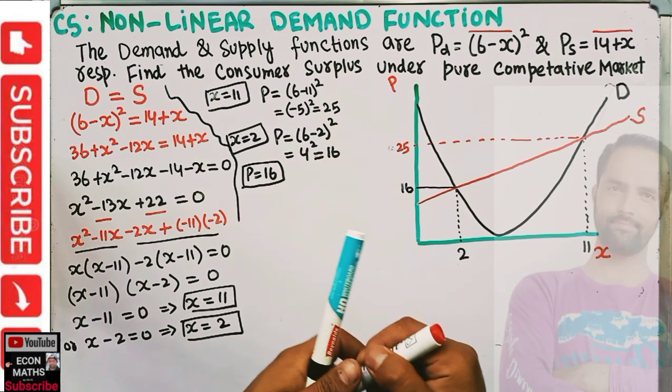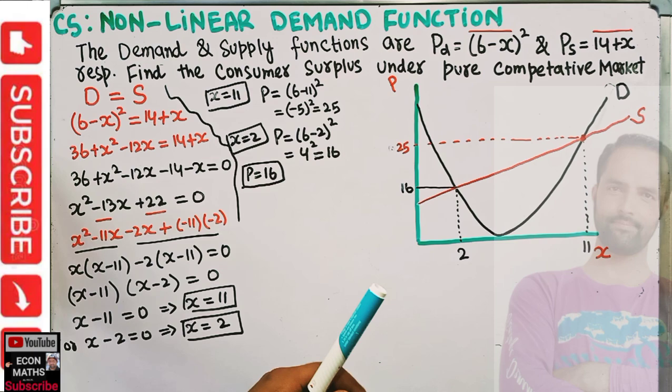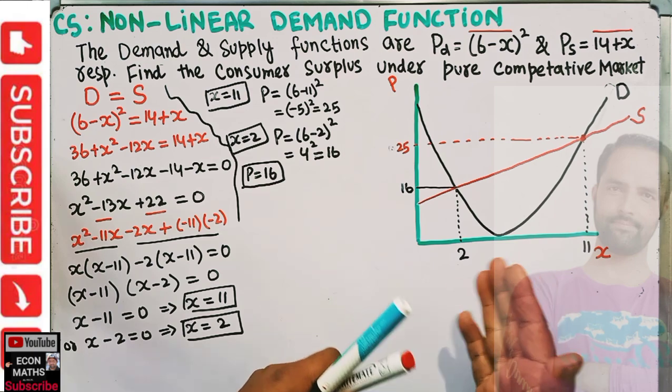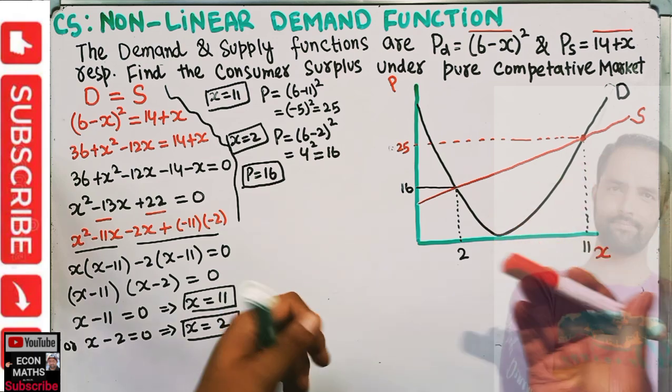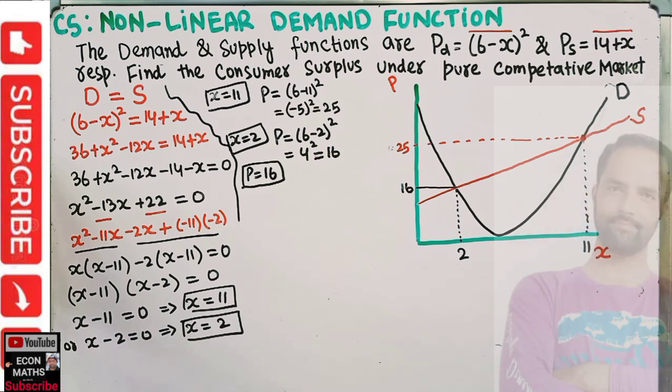Now I am saying that these 2 points may be the equilibrium points, but this is not the feasible point. Why?